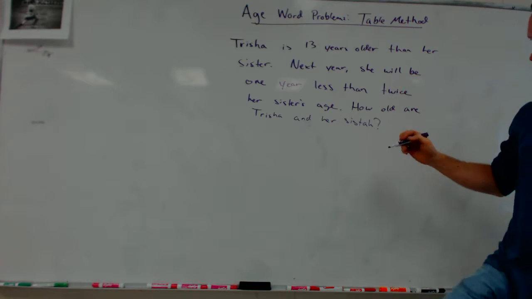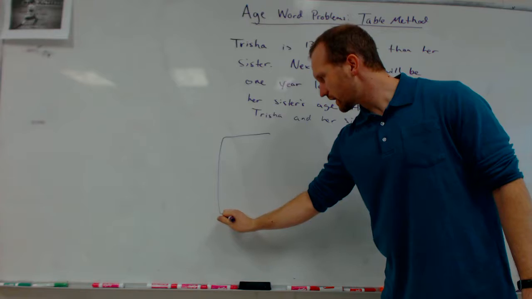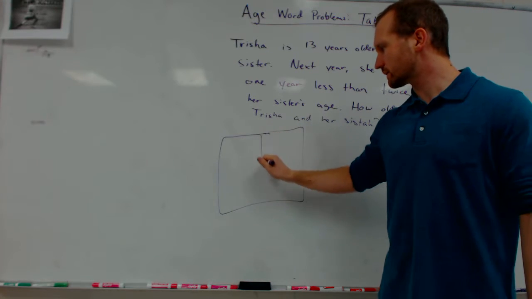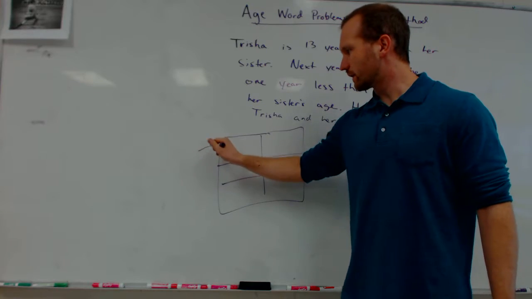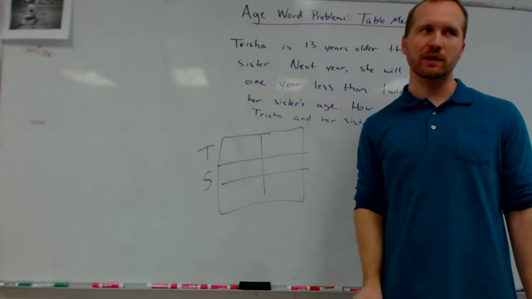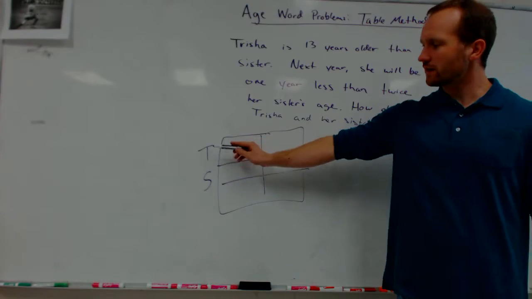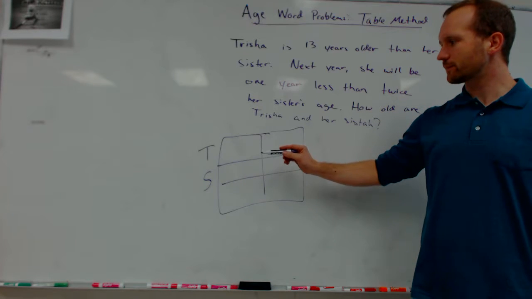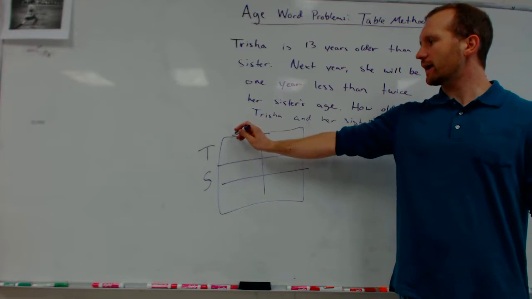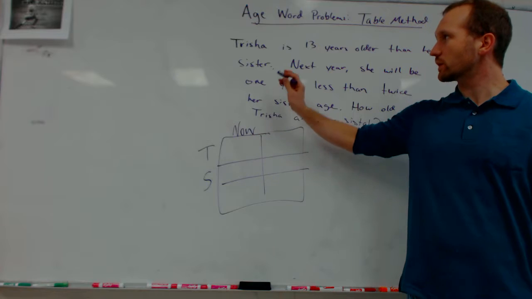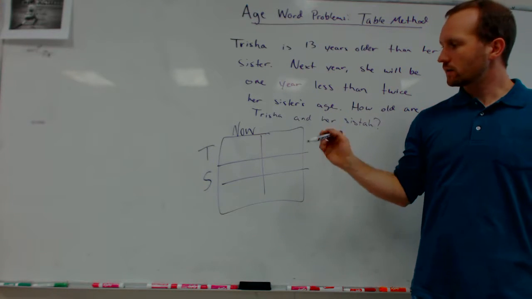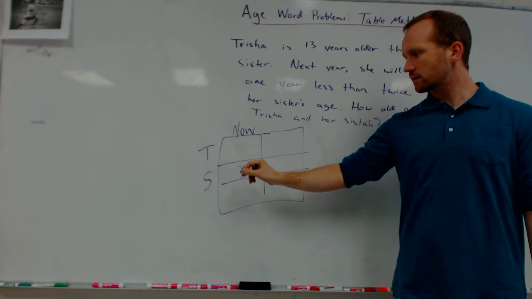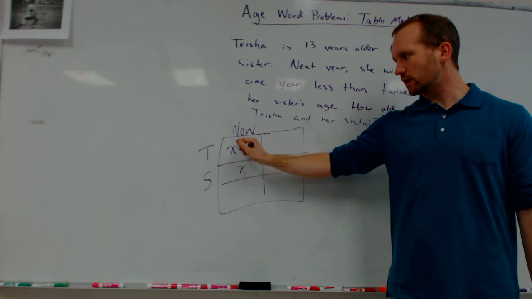So, I'm going to make my little table to help me organize my thoughts. I'm used to making those rate tables. So, Trisha, sister, right? Right now, it tells me Trisha is 13 years older than her sister. So, if her sister is X, Trisha is X plus 13.